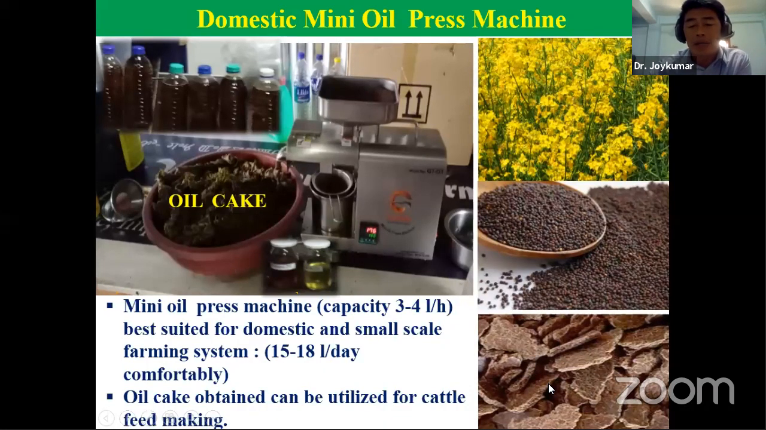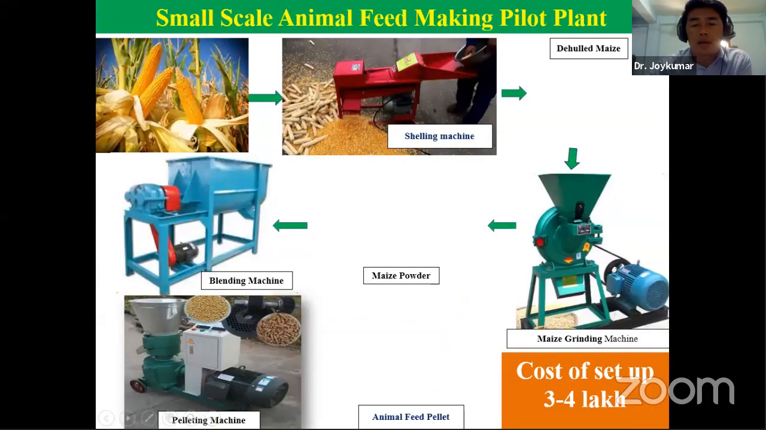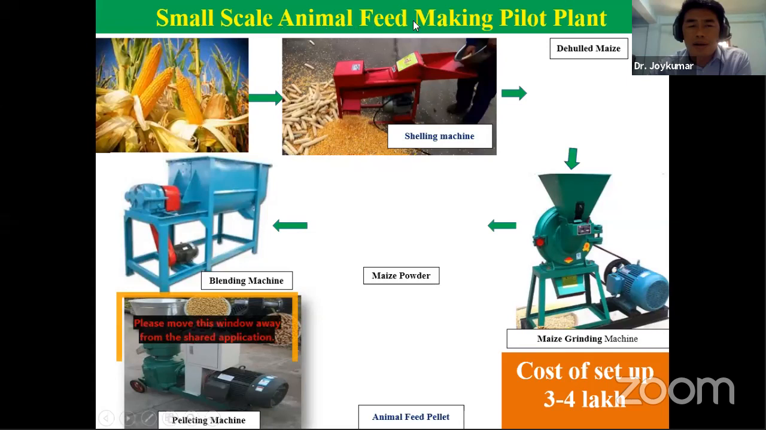This oil cake can be used for animal feed making, which is again another area for small-scale animal feed making pilot plants. Maize is grown extensively in most of the northern states, even in hilly and foothill areas. During COVID, when all the national highways and markets were closed, we had a very big problem with animal feeds, especially for poultry and cattle.